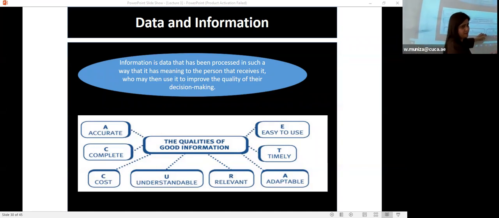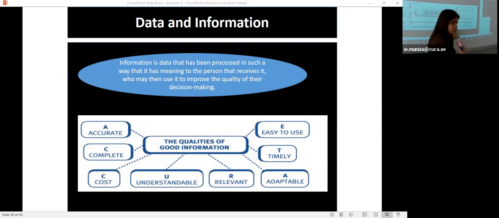Relevant to the needs of the persons who are using that particular data. Adaptable: if we want to make any changes in that particular data, we are able to do so. Sometimes we are given business models in which we want to change the figures of the cost, and after changing the cost, we want to see the impact on all of the data. So the figures should be easily adaptable in that particular data.